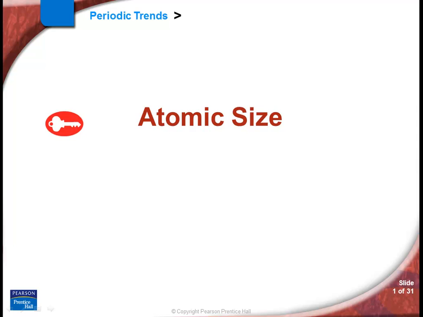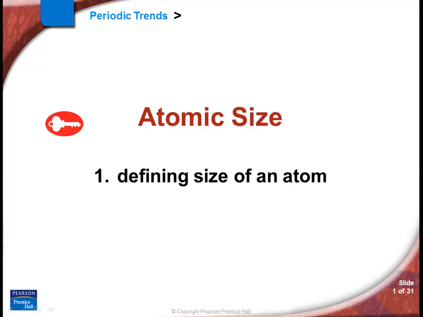Okay, so we're going to talk about two specific aspects of atomic size. One, we're going to first of all try to establish how do we define the size of an atom, and then second, what are the trends in atomic size across the periodic table and then going down the periodic table.